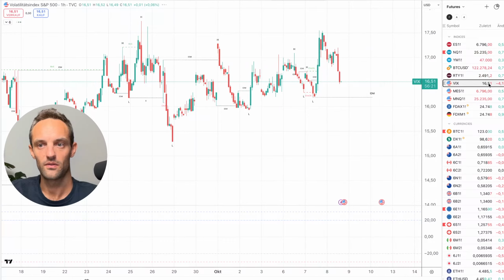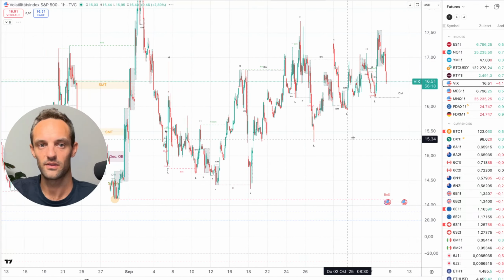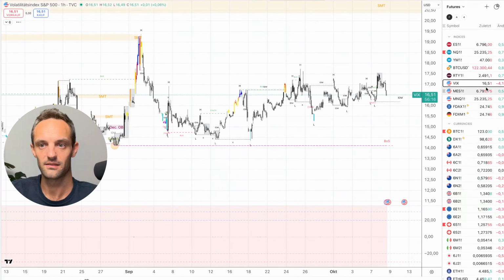Yeah, VIX is trading at 16. VIX is not really high. 16 is low.